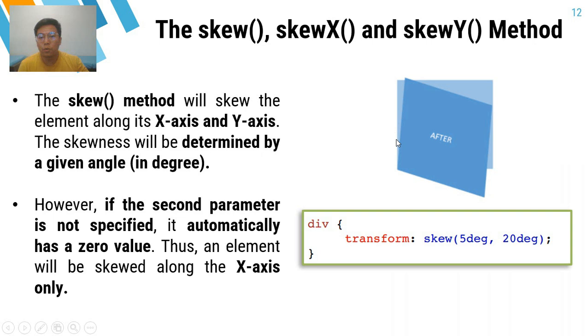Okay, so another example, please encode this on your Brackets. Transform: skew by 5 degrees on your x-axis and 20 degrees on your y-axis.